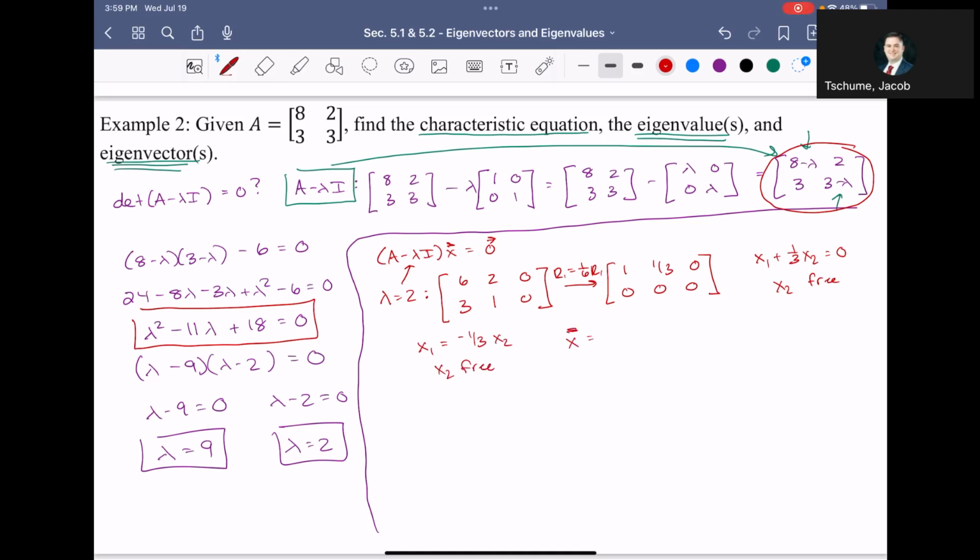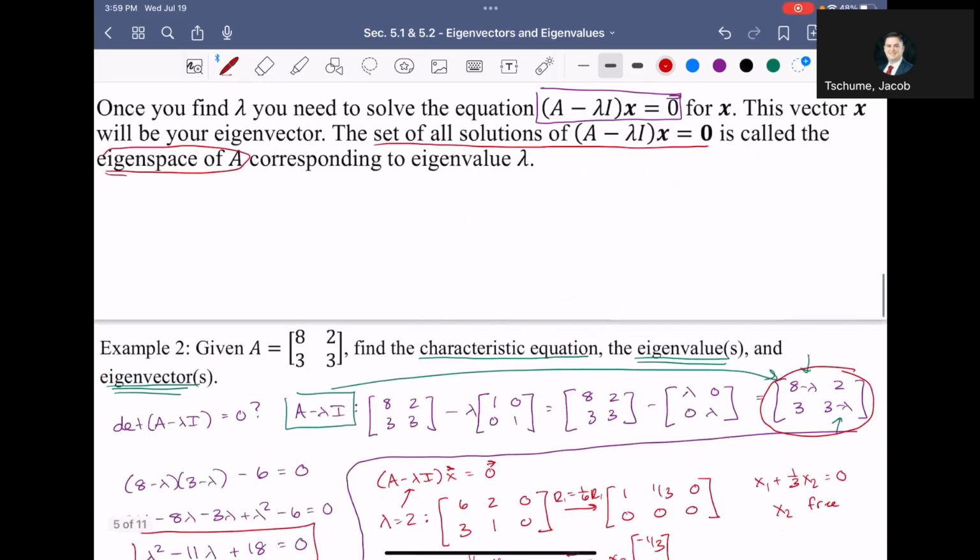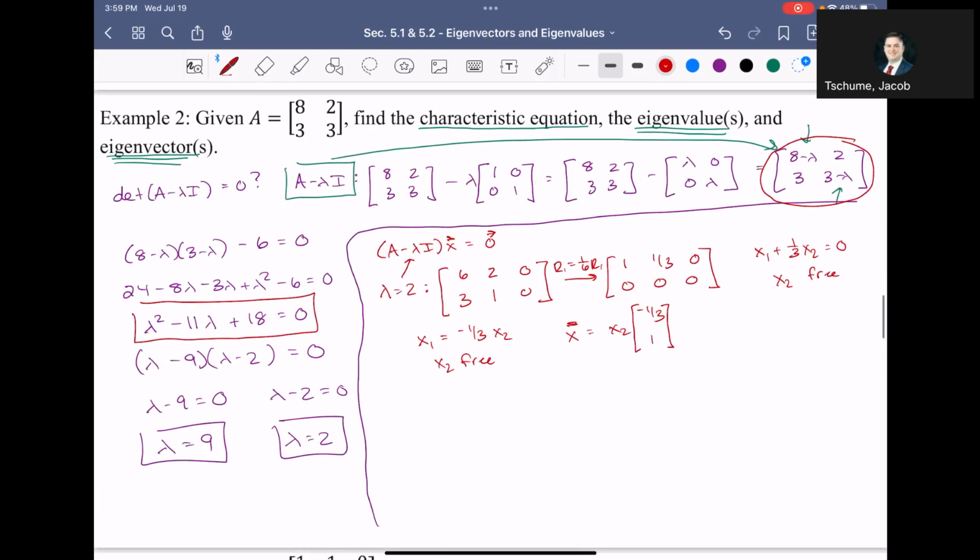This means that vector x would equal x2, which is the free variable, times the coefficients you would get here: negative 1/3, 1. That is your eigenvectors. Every single x2 value except, remember, x2 cannot be 0 because you cannot have the 0 vector. Any x2 that you pick other than 0 will be an eigenvector for lambda equals 2.